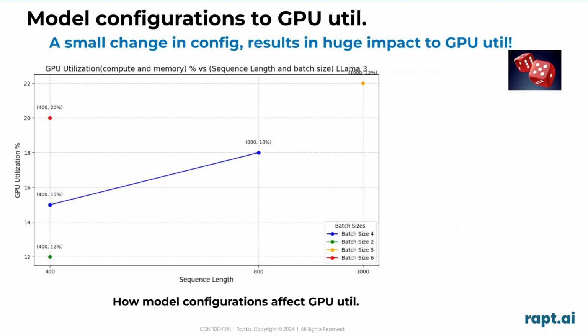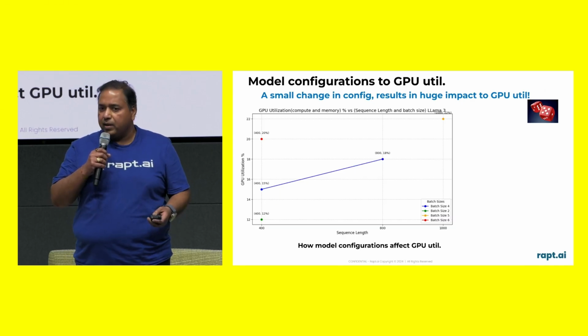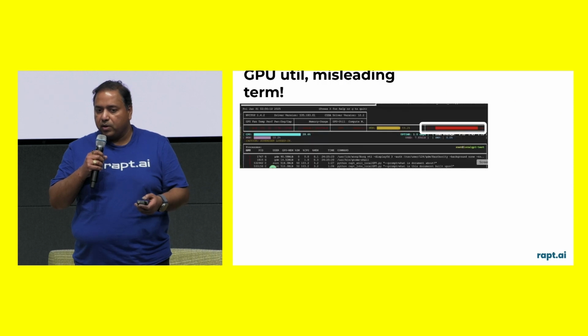Here is an example of what we are trying to show: a small change in the model results in a big change in GPU utilization. As you can see here, we just changed the sequence length of a model, the input sequence length you're giving. You change a bit in there, and that results in a huge change in GPU utilization, which somebody has to go and monitor and look into. It's pretty hard.